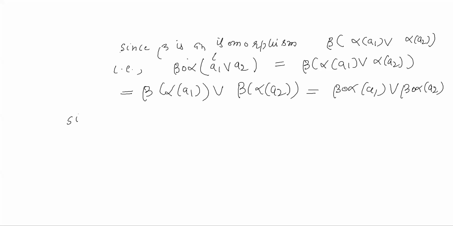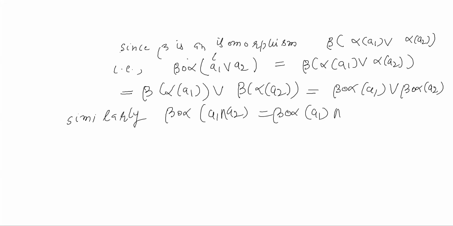Similarly, beta composition alpha of A1 meet A2 is again the same as beta composition alpha of A1 meet beta composition alpha of A2. So therefore the inverse of a lattice isomorphism is again a lattice isomorphism, and the composition of two lattice isomorphisms is again a lattice isomorphism.